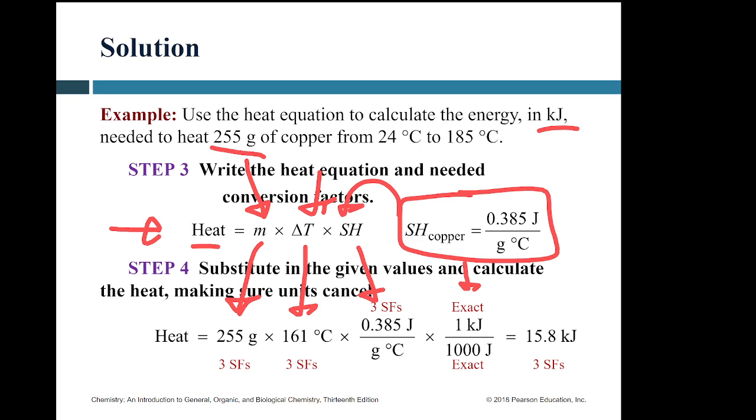Notice that if you go through here, you can cancel all your units out and prove to yourself that you've done everything right. So we can go through, grams cancel the grams there, doesn't it? Degrees Celsius right there and there. So those cancel. Joules cancel. Yep. And it's going to be 3 sig figs because every single part of that is 3 sig figs, isn't it? Yeah. Mm-hmm.